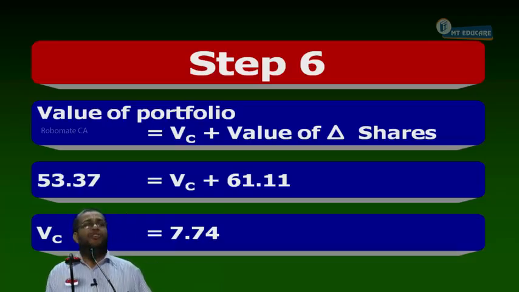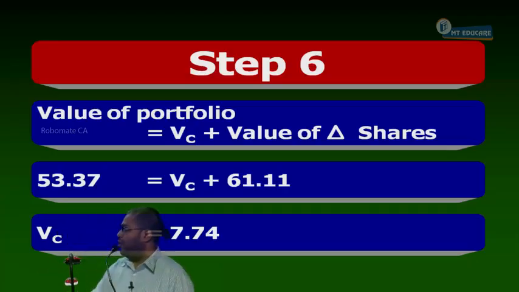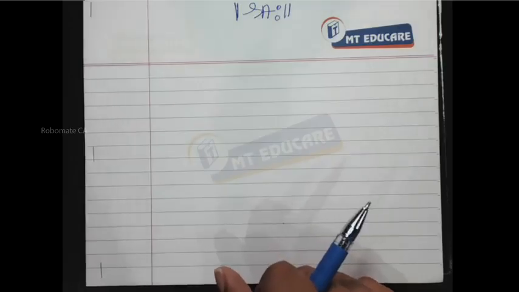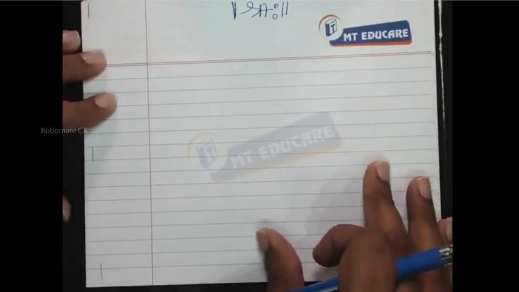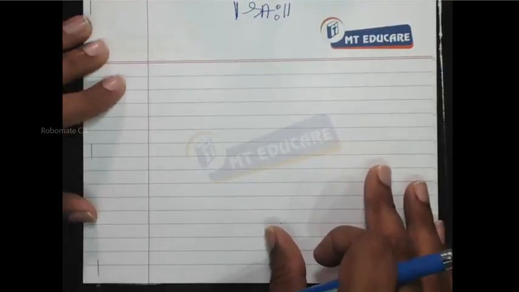The value of the put option can be found out using what equation? Put call parity equation. The value of the put option can be found out using put call parity equation. Now, everybody, can you proceed or not?